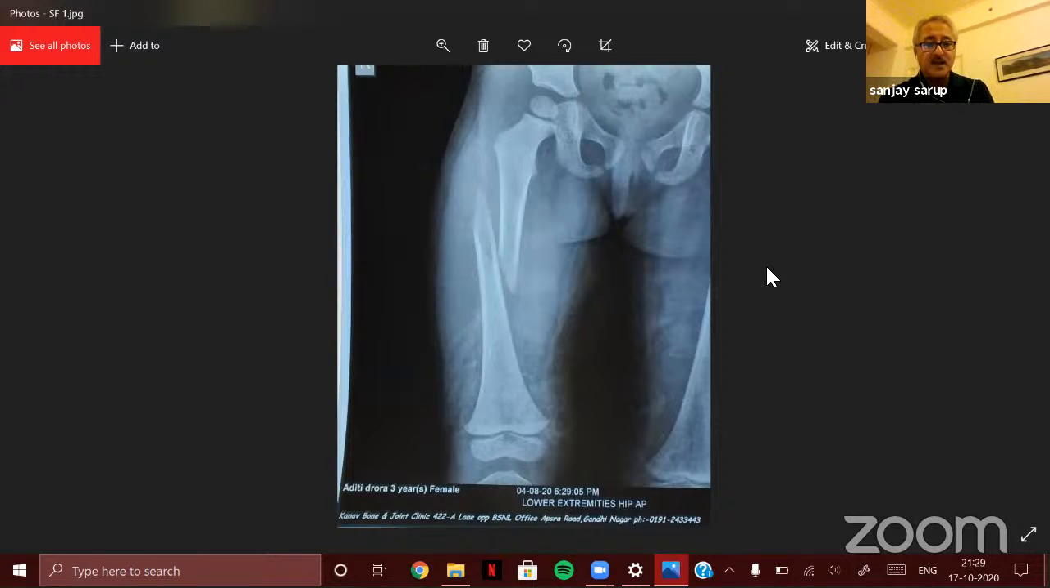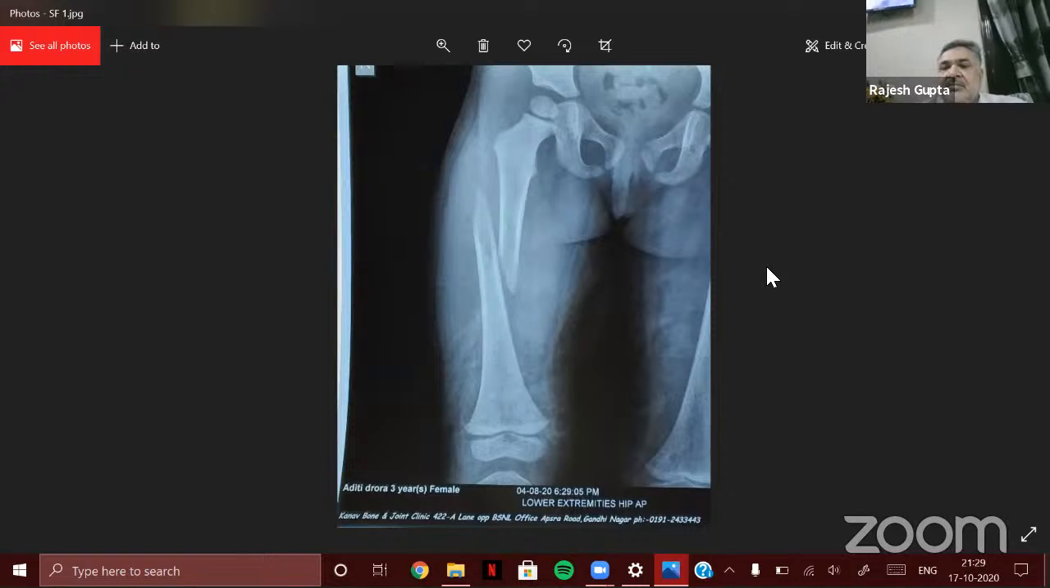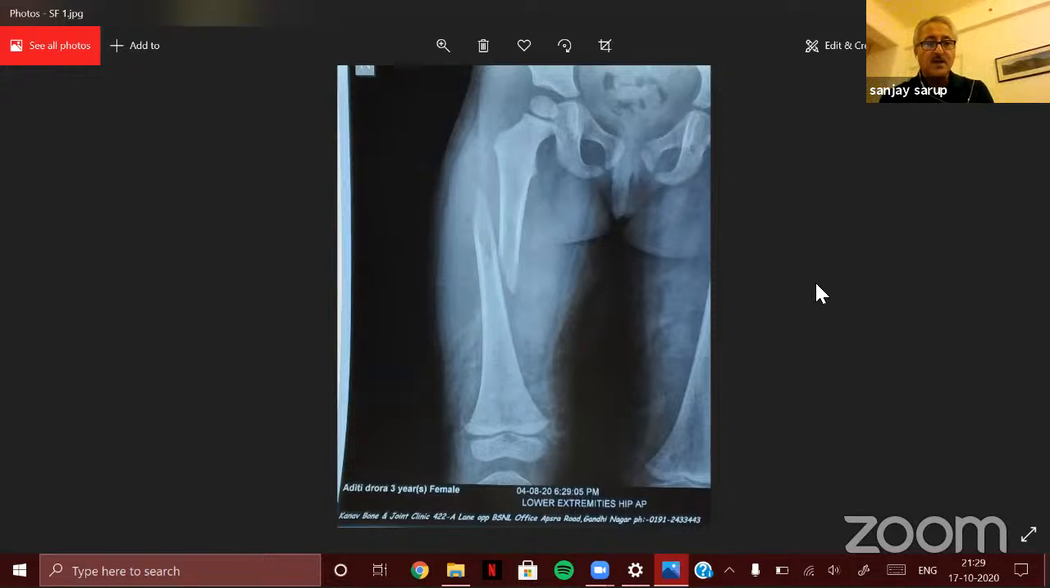Putting traction and then giving a hip spica has advantages because it reduces the amount of shortening. It does not create a wide displacement, because the wider the displacement, the more time it takes to recover from it. And it is much safer also from the aspect of compartment syndromes and other things.